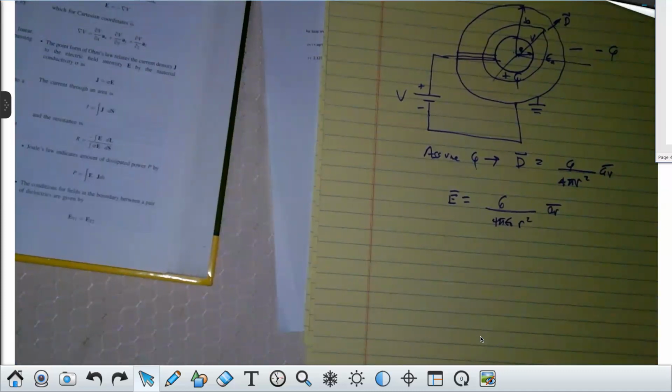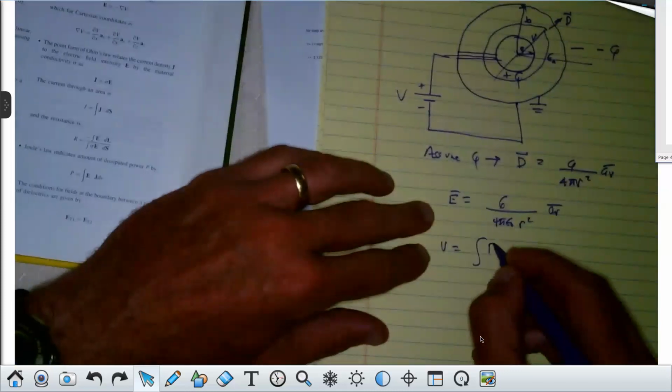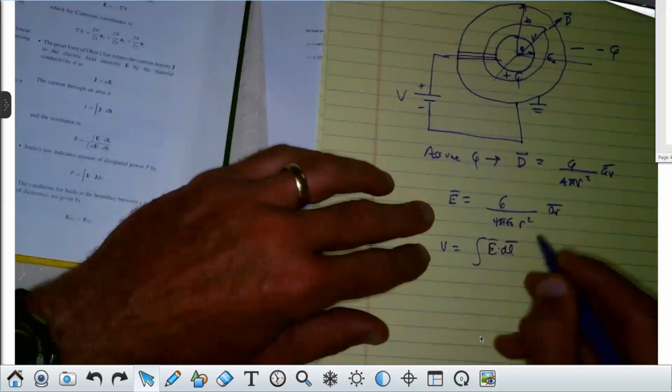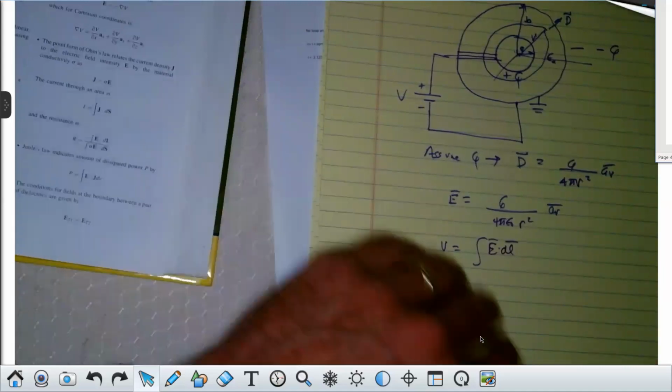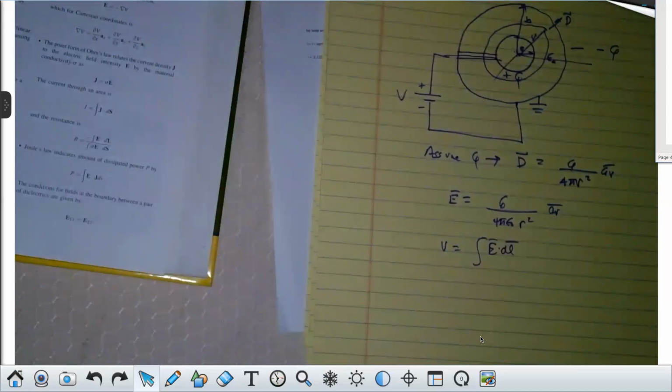Now, after that, we need to get V. And V would be the integral of E dot dl. And you always take the positive value, because if it becomes negative, don't worry about it, just make it positive, because the voltage is strictly positive with capacitance. We know voltage times capacitance is Q, so you take Q over V and you get C. But this is going to be the integral of that.